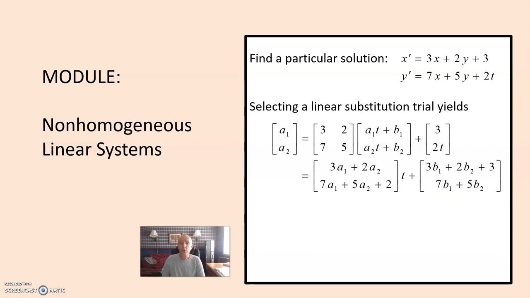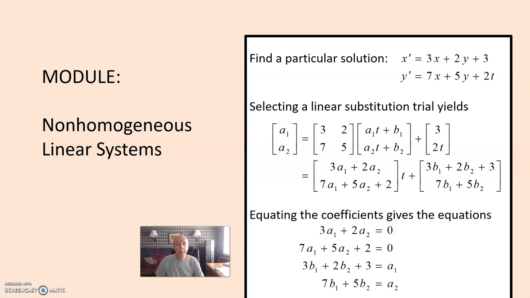All right, so we have now our equation here, and we're going to equate the coefficients to give us 4 individual equations. The first one being 3 times a1 plus 2 times a2 is equal to 0. The second equation, 7 times a1 plus 5 times a2 plus 2 is equal to 0. The third one, 3 times b1 plus 2 times b2 plus 3 is equal to a1. And finally, 7 times b1 plus 5 times b2 is equal to a2.